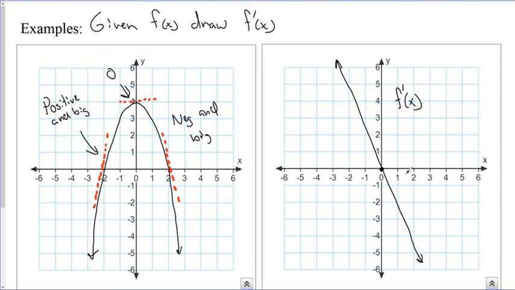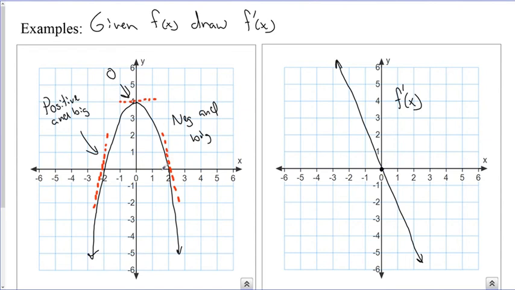Why? Because the slopes as x goes from negative infinity to 0 all have to be positive. So here are my slopes, they're all positive. They're getting smaller and smaller as I get closer to 0, but they're all still positive. At 0, I have a horizontal tangent line, so the slope of that horizontal tangent line will be 0.